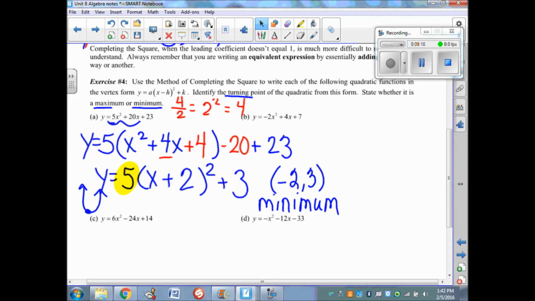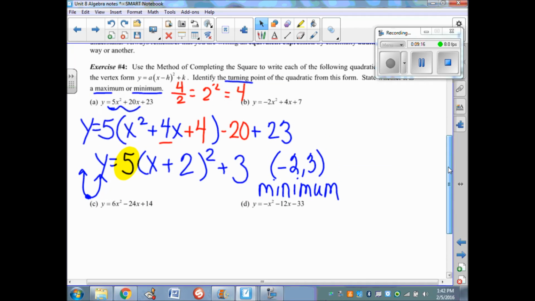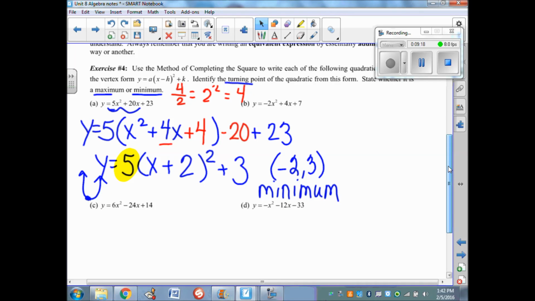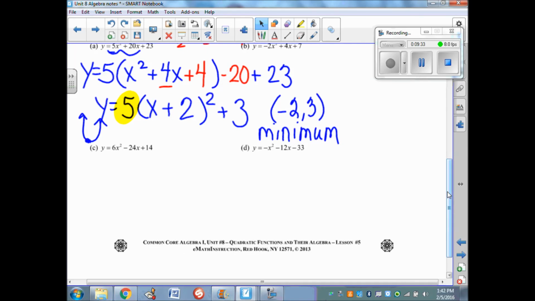All right, we'll try one more. Let's try letter C. Now, I'm staying away from B and D right now because my A is negative. I'm going to see what you guys can come to class with B and D done. Being that the A is negative, the process is still going to be the same. You're just going to really have to watch your signs. I know you guys can do it.